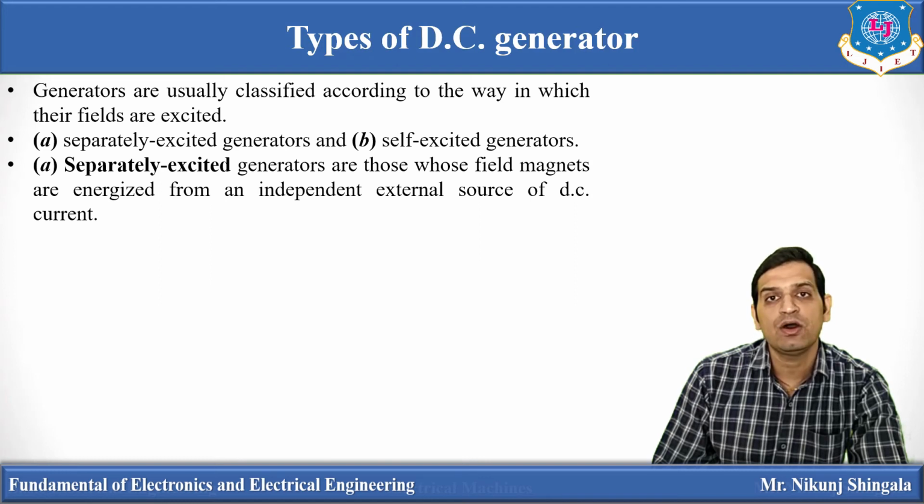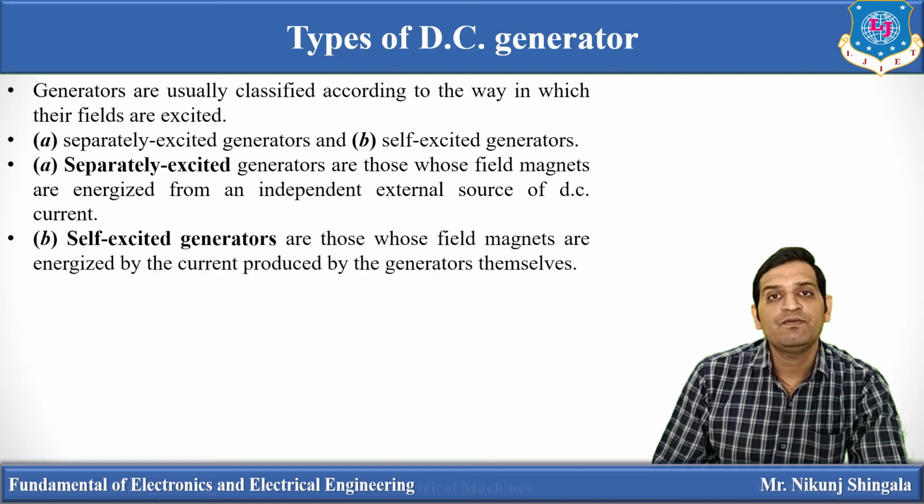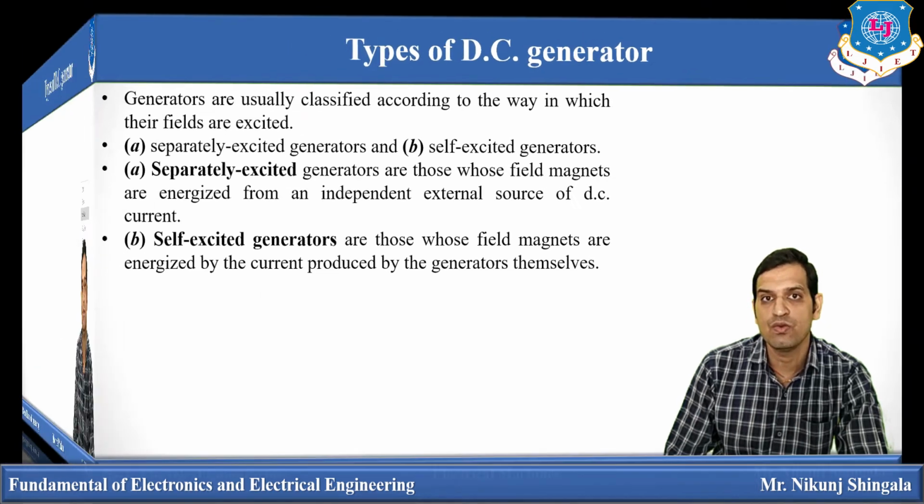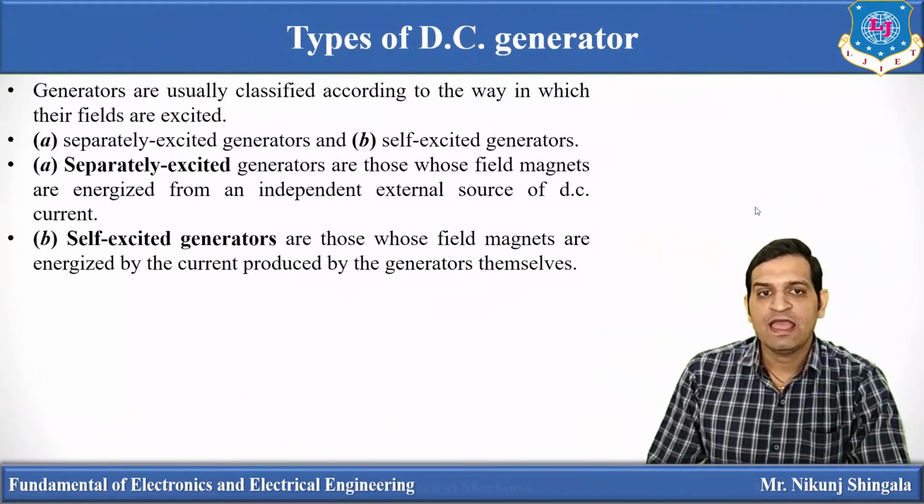We can control the torque externally. And self-excited generators are those in which field magnets are energized by the current which is produced by the generator themselves. So in the self-excited generator, field winding and armature winding are given the same supply. In the separately excited generator, field winding and armature winding are given different external DC sources. Now, self-excited generators are further classified by the way in which field winding and armature windings are connected.